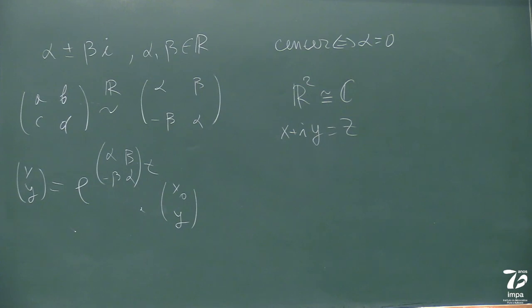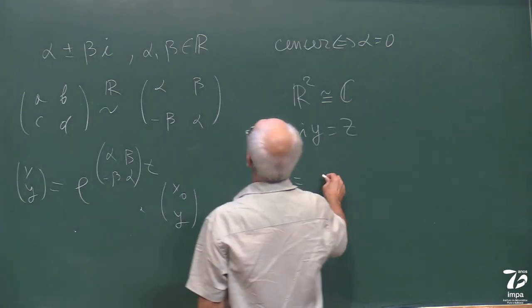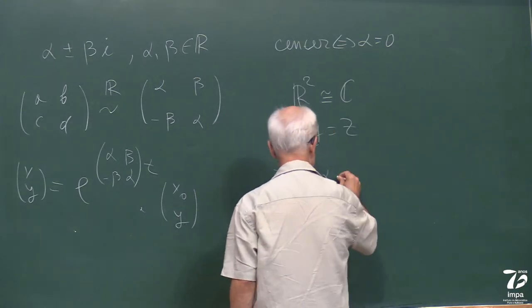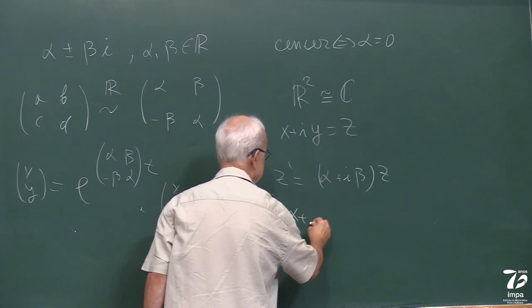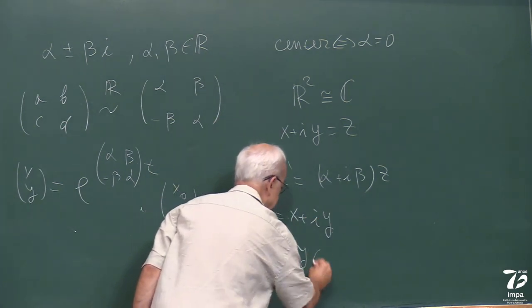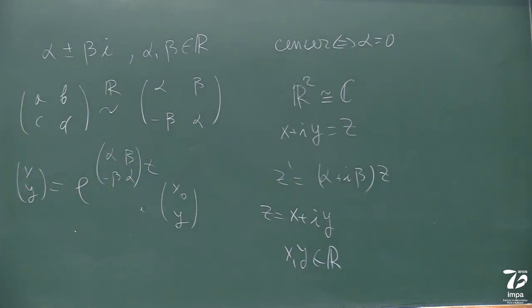in such a way, it seems to be a little bit artificial, then you can write your linear system in a very economical way, just z prime equal to alpha minus i beta z. So recall z is written like this, where x, y are real. And then equating on the left and on the right the real and the imaginary part, you get two equations over R, which are just the initial equation.